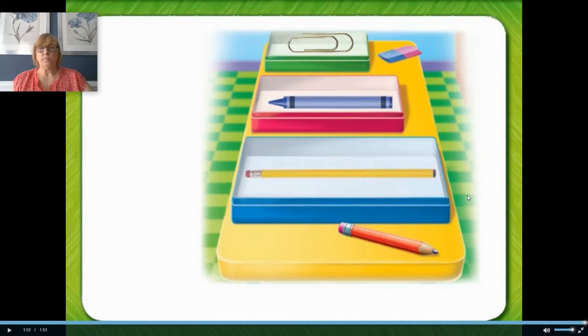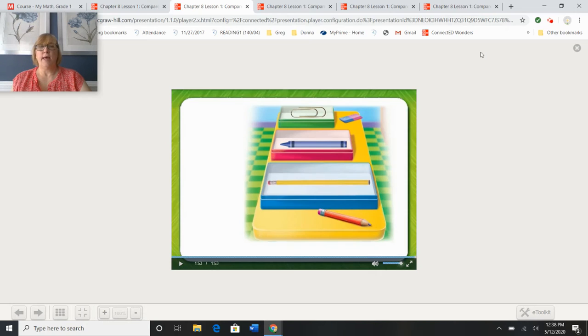Now, if we were to use the word short, it would be a little different. The pencil is short. The crayon is shorter than the pencil. And the paper clip is the shortest of all. All right, so let's finish that.